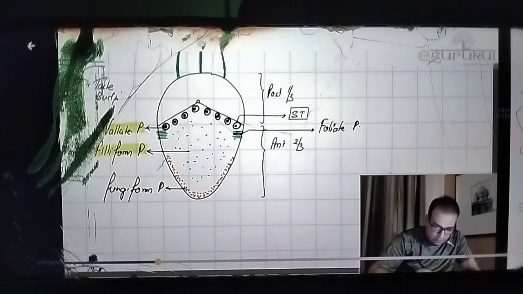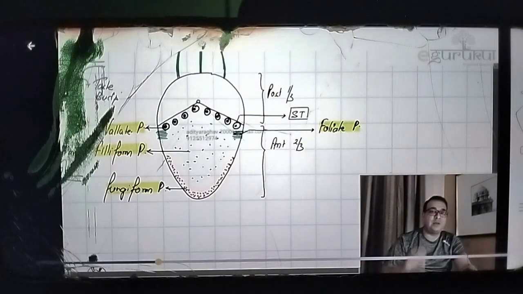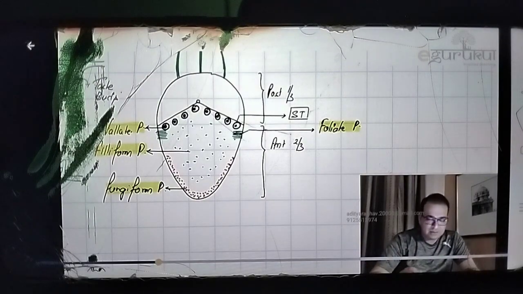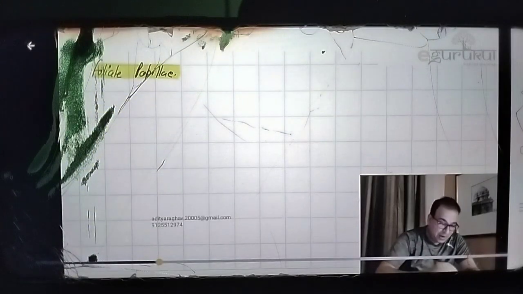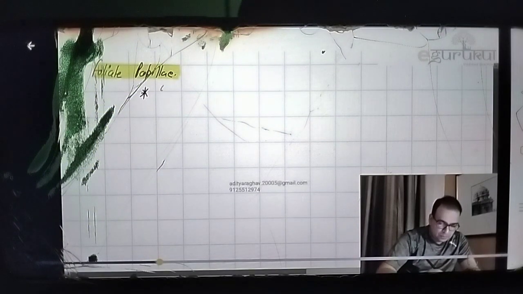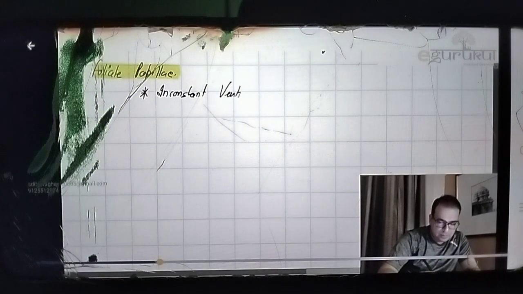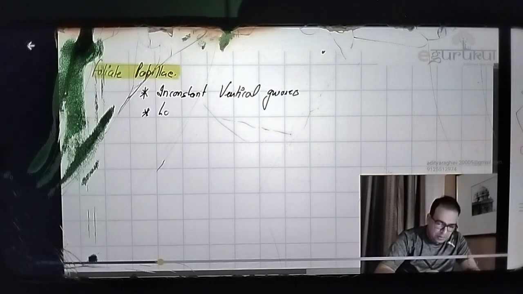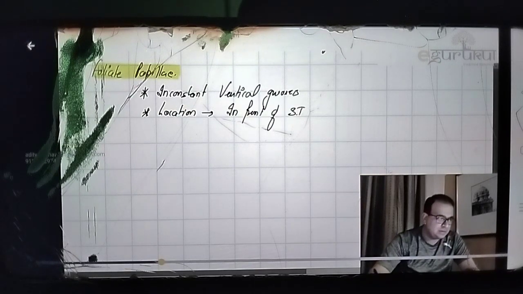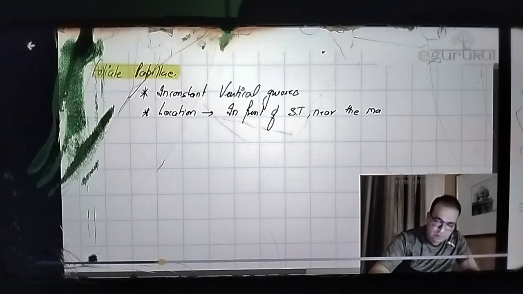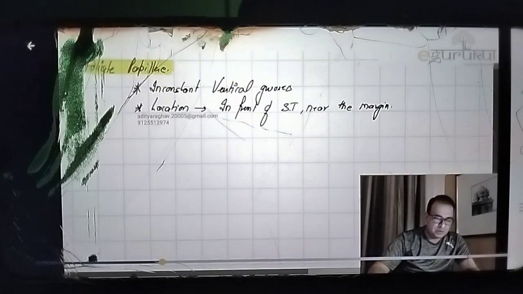So vallate, filiform, fungiform, and your fourth and last one, the foliate papillae, which are again in front of the sulcus terminalis on the sides, and they are present like inconstant vertical grooves and ridges. That's how they are defined. You can see they are present like vertical grooves here. Location, once again, they are in front of the sulcus terminalis, near the margins. Obviously, on the side of the tongue, so near the margins.